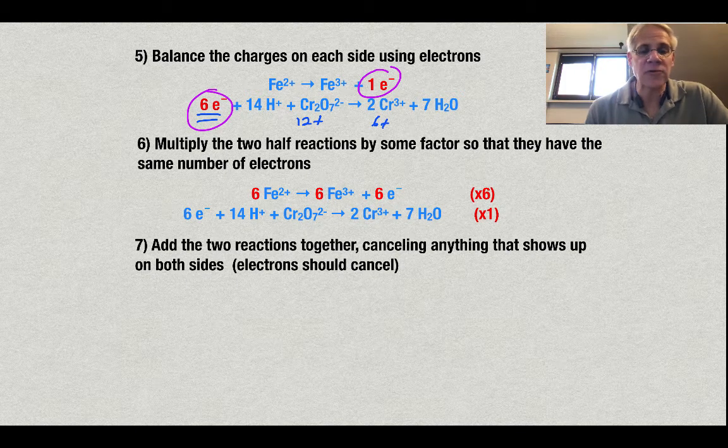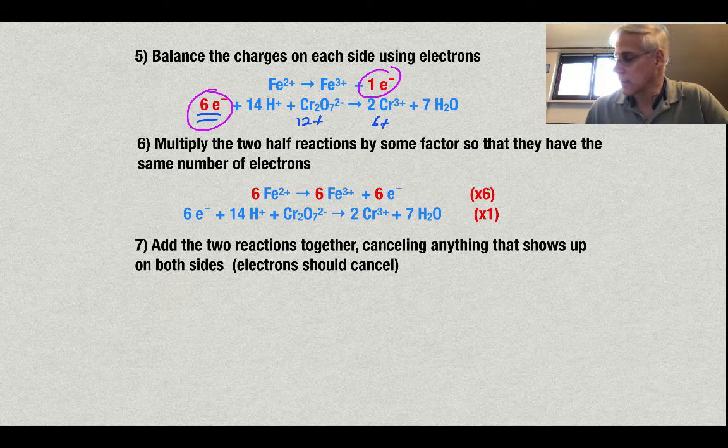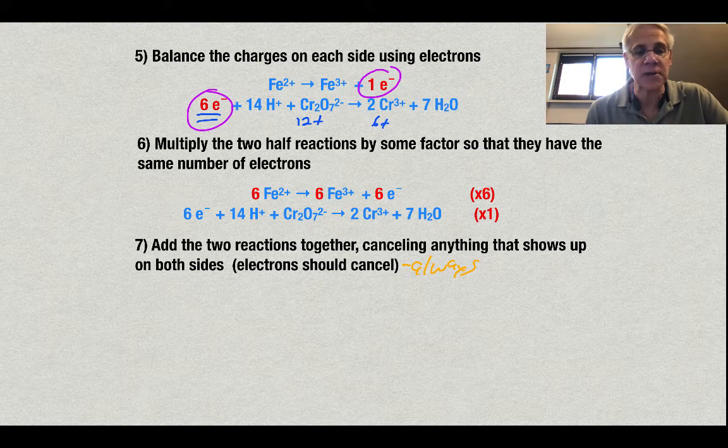Okay, now we're going to add the two reactions together. Anything that shows up on both sides can be canceled out. Your electrons should always cancel. That is always. You should never have electrons left over. So you can see our electrons are going to cancel out, and that's really the only thing canceling out here. In other types of redox reactions, sometimes you'll have H pluses canceling out, sometimes you'll have waters canceling out. It just depends on the reaction itself.